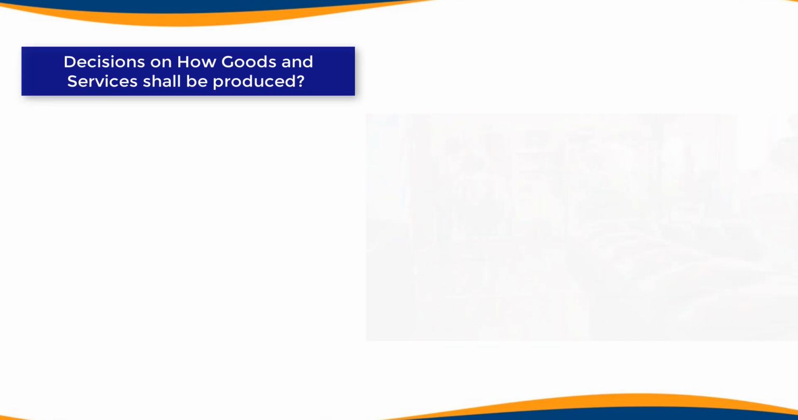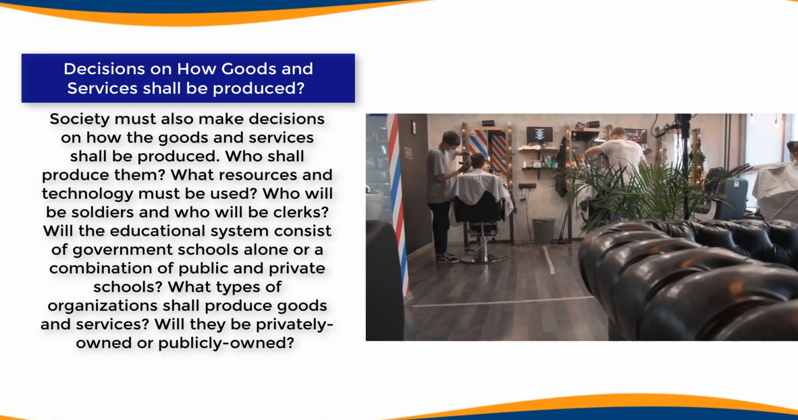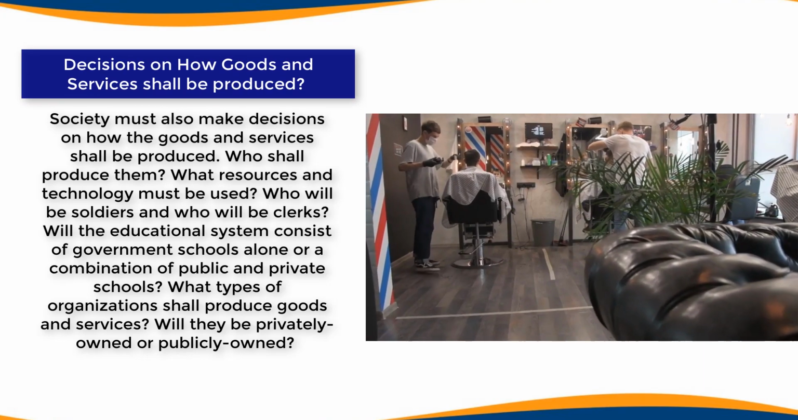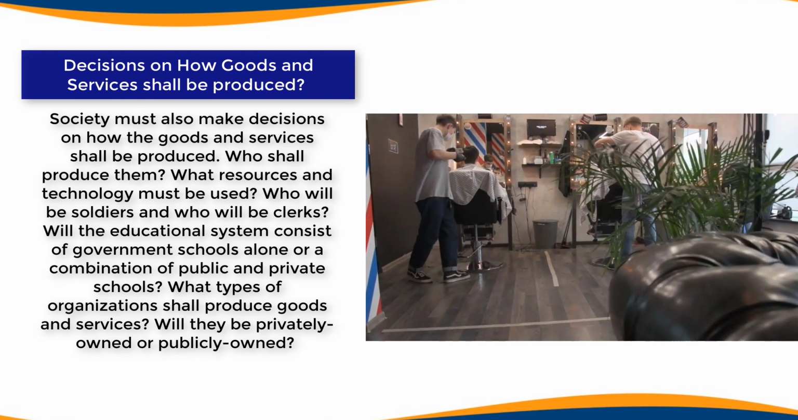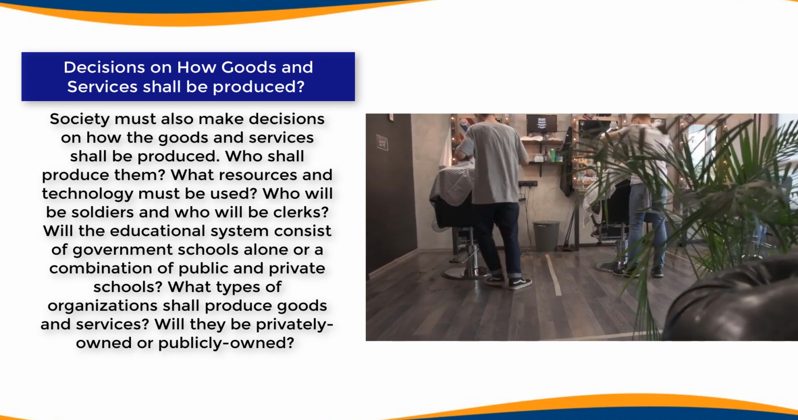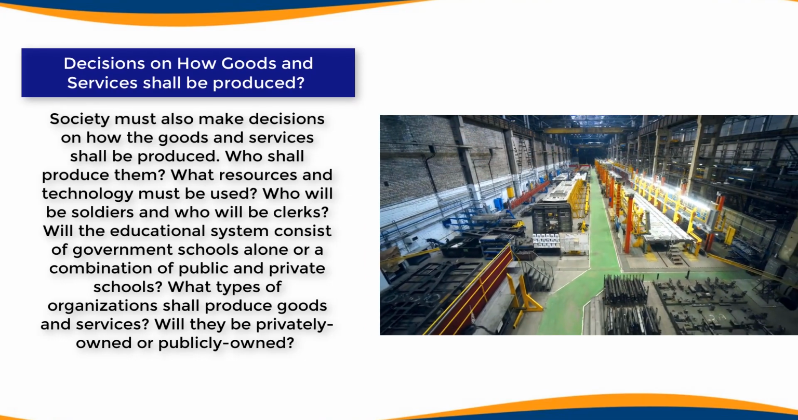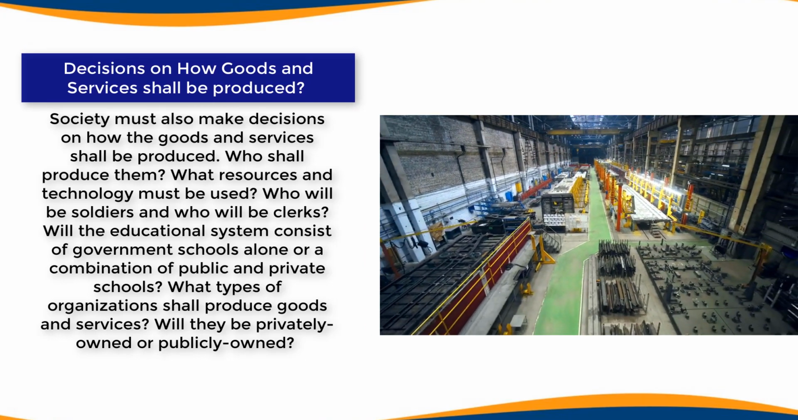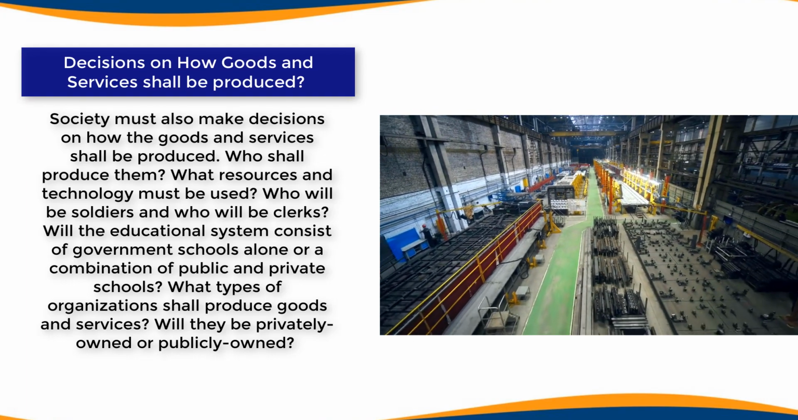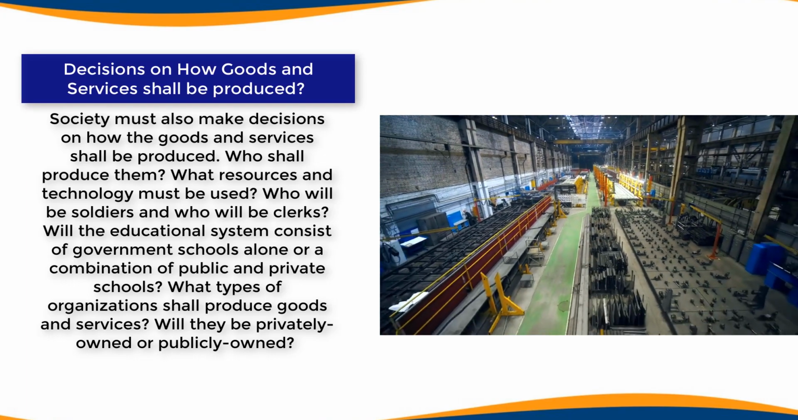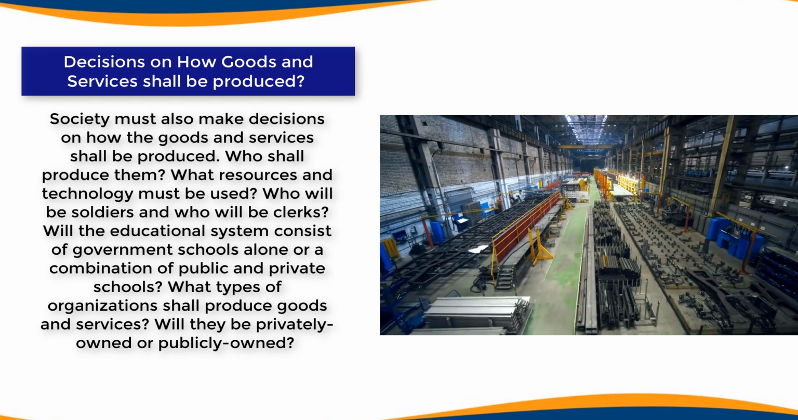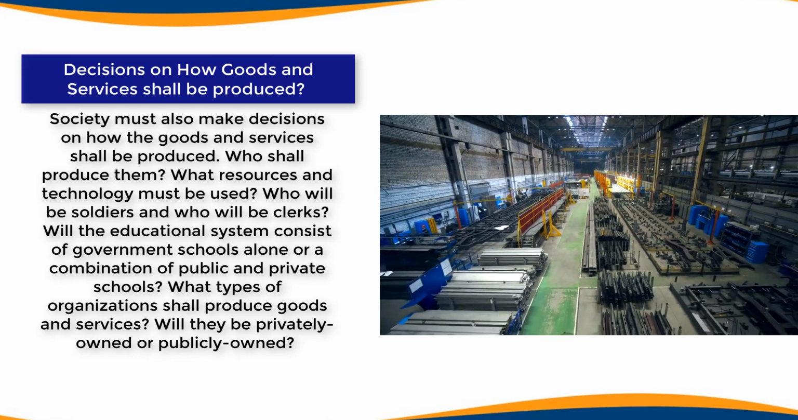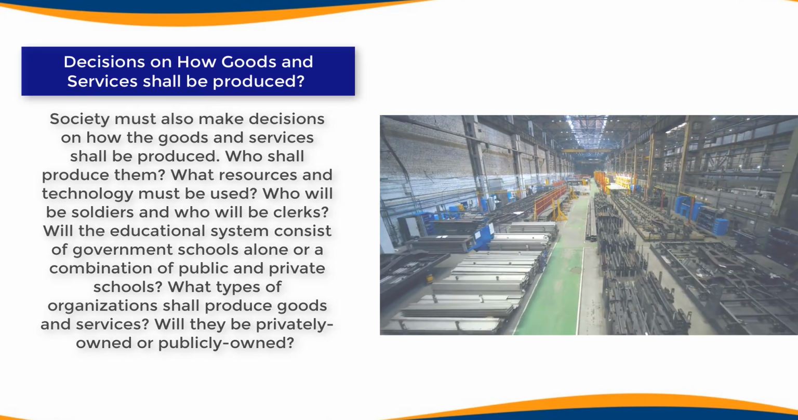Decisions on how goods and services shall be produced. Society must also make decisions on how the goods and services shall be produced. Who shall produce them? What resources and technology must be used? Who will be soldiers and who will be clerks? Will the educational system consist of government schools alone or a combination of public and private schools? What types of organizations shall produce goods and services? Will they be privately owned or publicly owned?